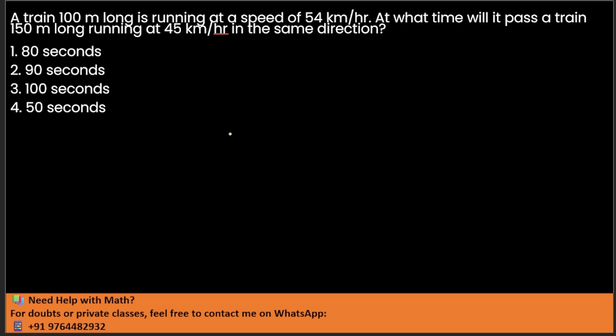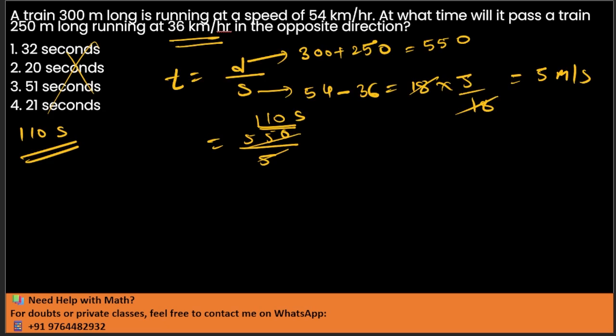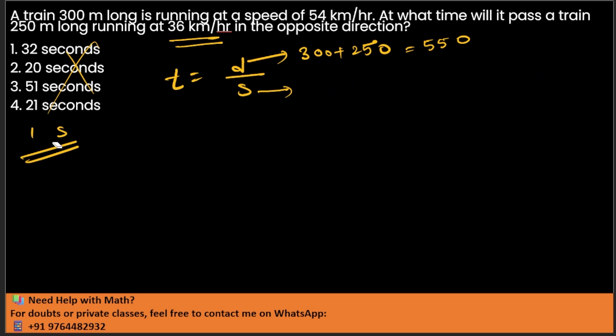Okay, again we have a question that is, a train 100-meter long is running at a speed of 54 kilometer per hour. At what time will it pass a train 150-meter long running at 45 kilometer per hour in the same direction? I think here we made a mistake. Here it was moving in opposite direction. So here this was moving in opposite direction.